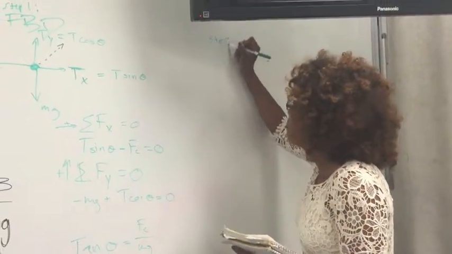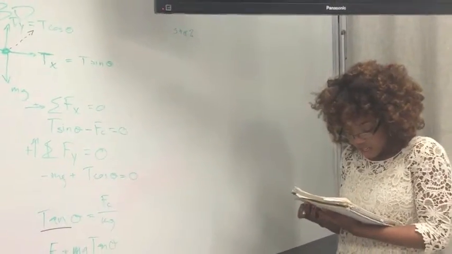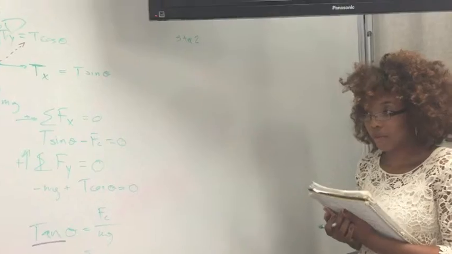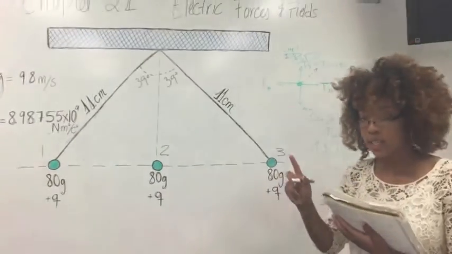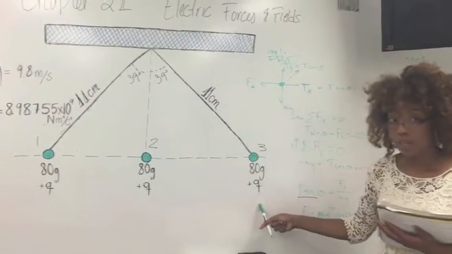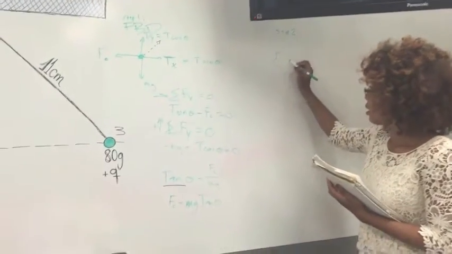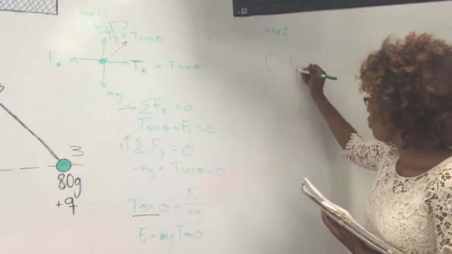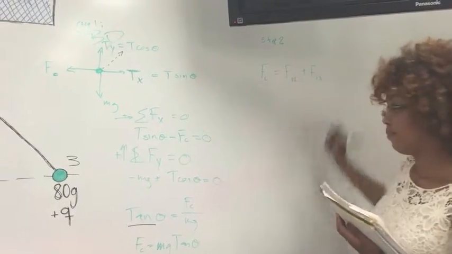Okay, anyway, step 2. We then sum up the forces. So, for this charge right here, we have 2 forces acting on it. We have the force from this positive charge and the force from this positive charge. So therefore, this means that Fc is equal to F of 1 on 2 plus F of 1 on 3.